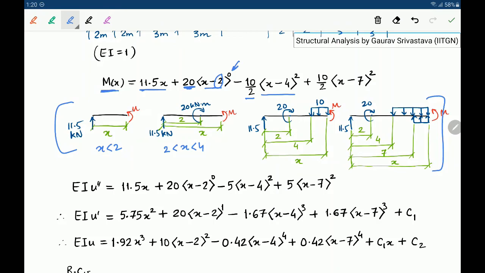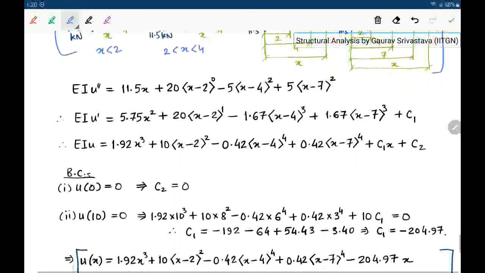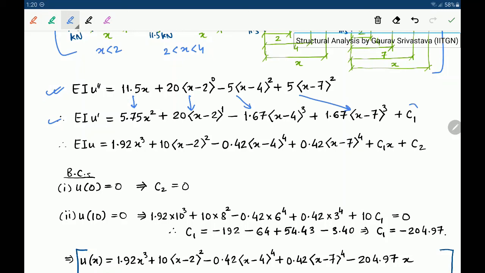So once you've written that expression for moment, then we can write the elastic curve equation, the Euler-Bernoulli beam equation, where EI u double prime becomes this. So we integrate once, so this term comes like this. This term becomes 20 times. Now this power 0 becomes power 1 after integration. This term comes here, and this term comes here, and then we get one constant of integration.